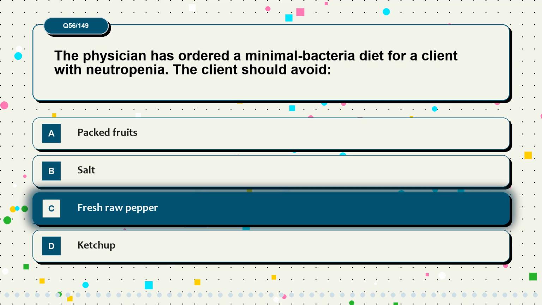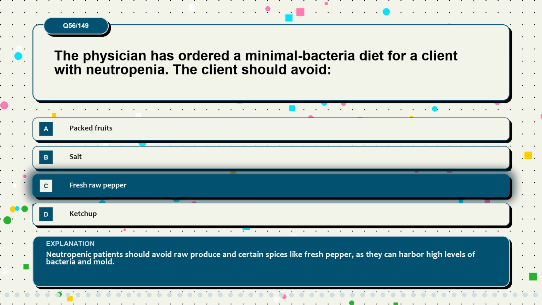The correct answer is option C. Fresh raw pepper. Neutropenic patients should avoid raw produce and certain spices like fresh pepper, as they can harbor high levels of bacteria and mold.